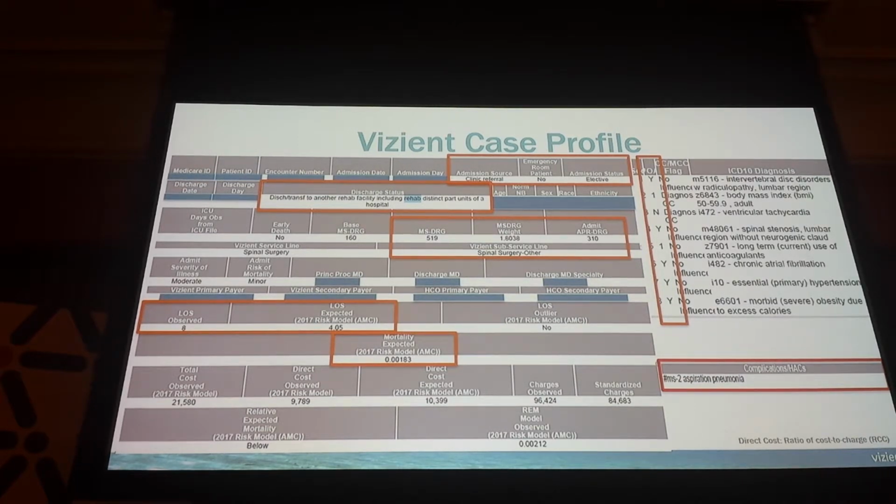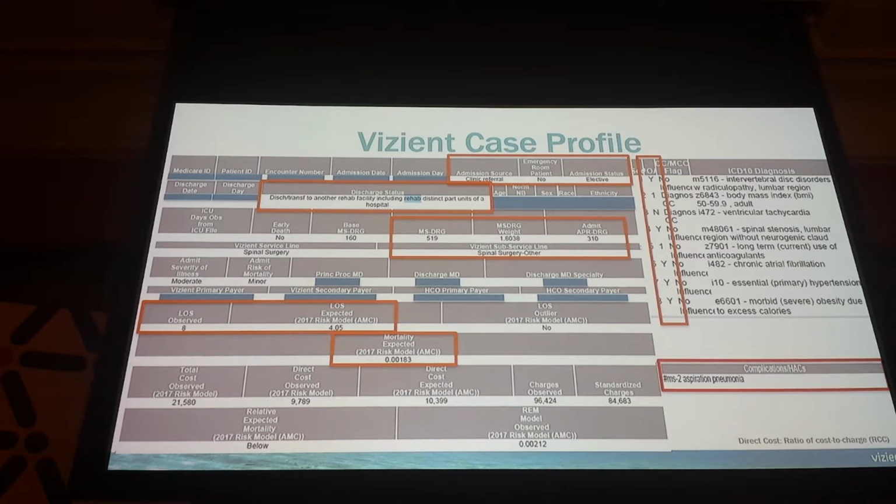It also lists the ICD-10 diagnosis codes for that encounter, identifying them as either present on admission or not, as well as the complications. In this case, it happens to be aspiration pneumonia. So, one slide, and we can say this was an elective admission. Patient came in with lumbar stenosis with radiculopathy, having a past medical history of hypertension, chronic AFib, morbid obesity. Patient was also diagnosed with VTE during the hospitalization, which was not present on admission, and a complication of aspiration pneumonia, going to discharge to rehab.